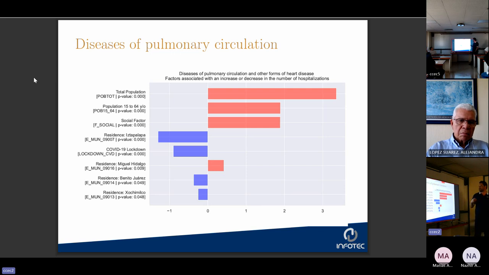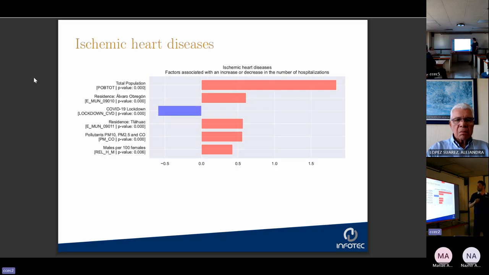For diseases of pulmonary circulation, again, the most important variable is total population. After that is the population from 15 to 84 years old, and almost as important as that one is the social factor. So you can see here the social factor is playing a very important role in predicting the number of hospitalizations, and the COVID lockdown again. For ischemic heart disease, it is the total population again, and we can find that pollutants like PM and CO have a significant role here. Also the rate of males to females.